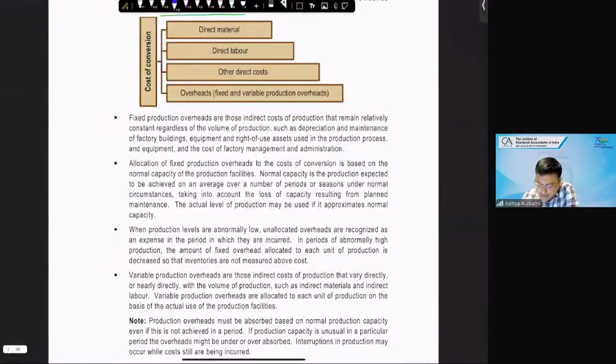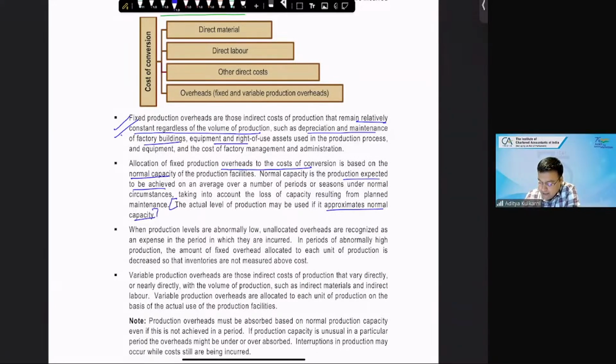So fixed overheads, I have told you, remain relatively constant regardless of production volume, such as depreciation, maintenance of factory building, equipment, etc. Allocation of fixed overheads to the cost of conversion is based on normal capacity. That also we saw in our example. What is normal capacity? Production expected to be achieved. Actual level of production may be used if it approximates normal capacity.